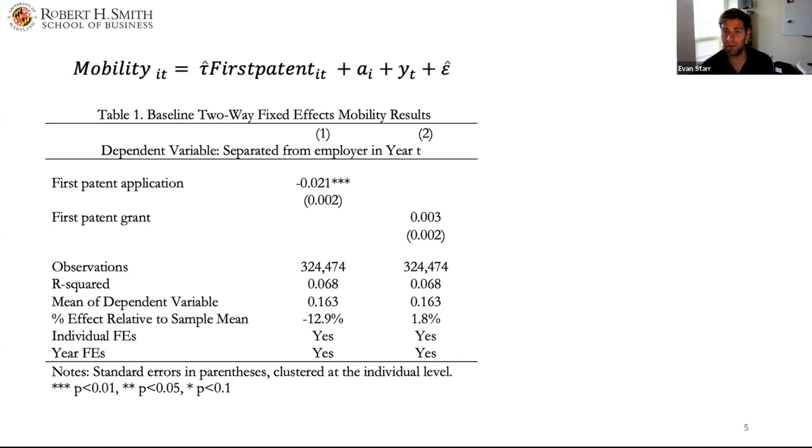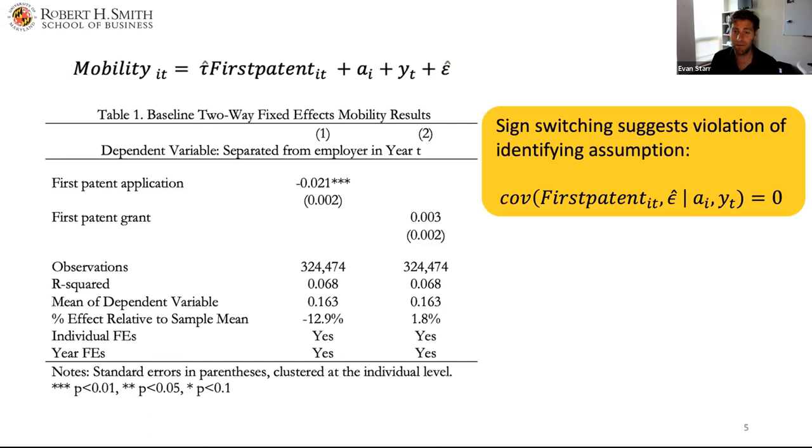Why is the sign flipping? What's going on? There's no theoretical reason, maybe, that we would expect that to happen, or at least that we haven't thought through. And so maybe your first natural inclination is that there's some violation of the identifying assumptions here. There's something going on with relation to who applies and their subsequent mobility. And so one potential story is there's an omitted variable.